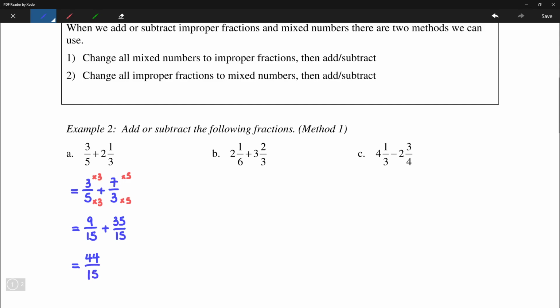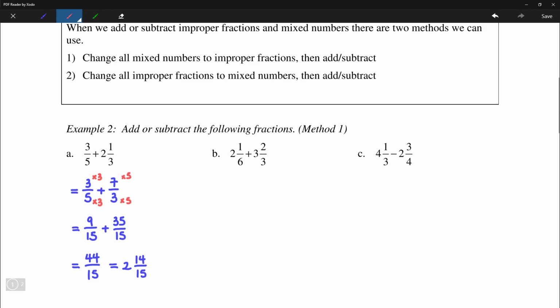And then the final step, we are going to rewrite 44 over 15 as a mixed number. So 44 divided by 15 is equal to 2, with a remainder of 14, and then over 15. Okay, so that's the first example.